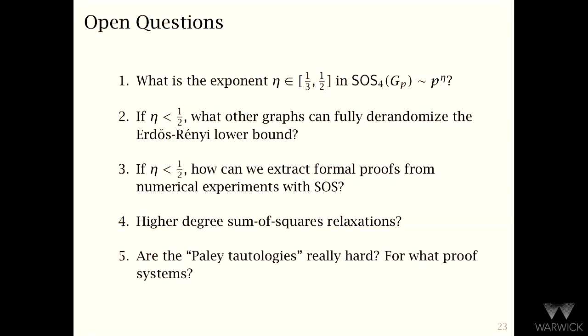And finally, from the really proof complexity point of view, it would be interesting to understand if these propositions, these tautologies about the Paley graph, are actually hard, and if so, then for what proof systems can you formulate this and prove lower bounds in other proof systems and so forth.